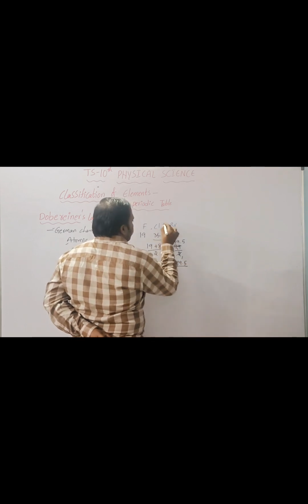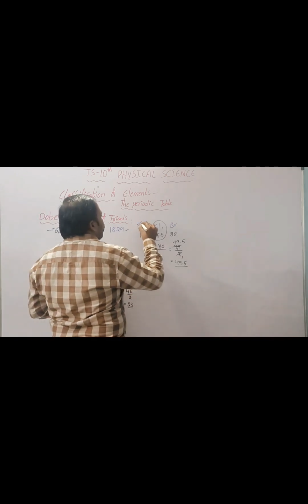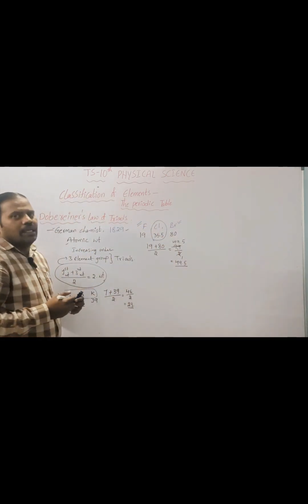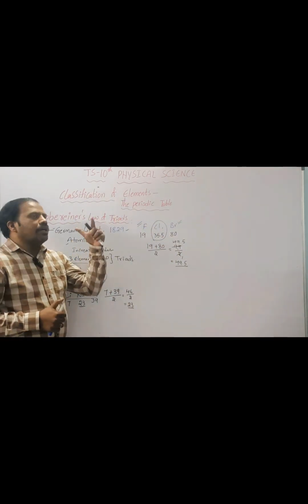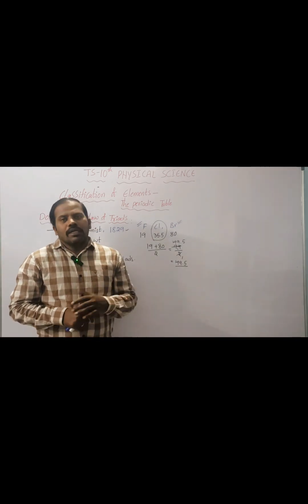We are getting 49.5. But what is the weight of chlorine? 35.5. It means if you take low atomic weights or high atomic weights, they are not suitable for fitting into the triads. So this is a failure of Dobereiner's triads.